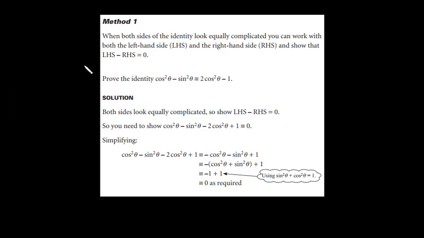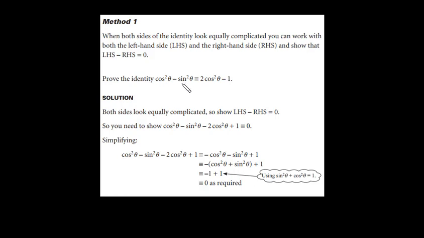We have two methods to prove trigonometrical identities. The first method is for when both sides of the identity look equally complicated. You can work with both the left-hand side and the right-hand side and show that the left-hand side minus the right-hand side is equal to 0.